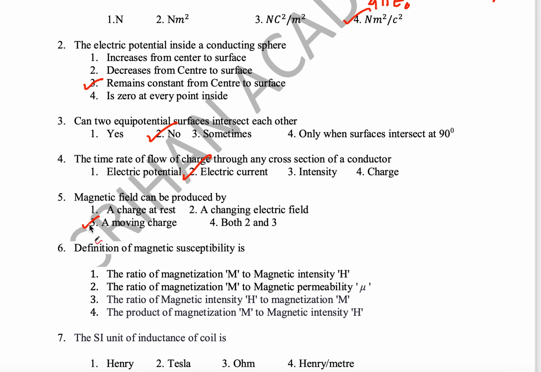And in electromagnetic waves, we'll study that a change in electric field also produces magnetic fields. That means finally option 4 is correct, students. Please be aware of this: a changing electric field can produce magnetic fields, and moving charges can also produce magnetic fields. So option 4 is correct, both 2 and 3.